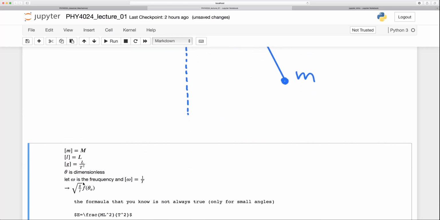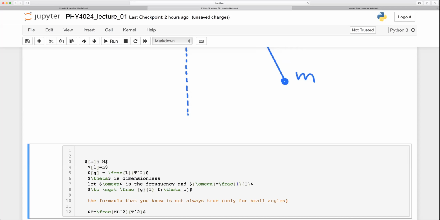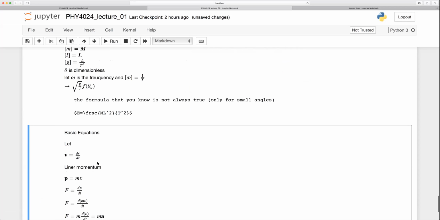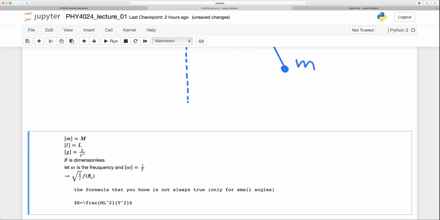the omega as the frequency, we know that omega is like 1 over t, and from that you can just assume that to get this particular dimension on the right hand side, you should have something like this, right? You may be thinking how this f of theta naught comes in, because theta is dimensionless, it can always appear here, right? You can't ignore that.